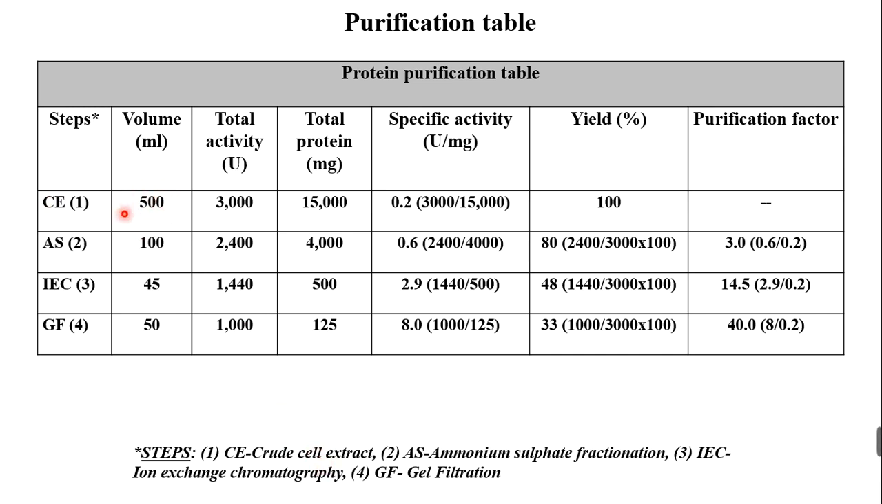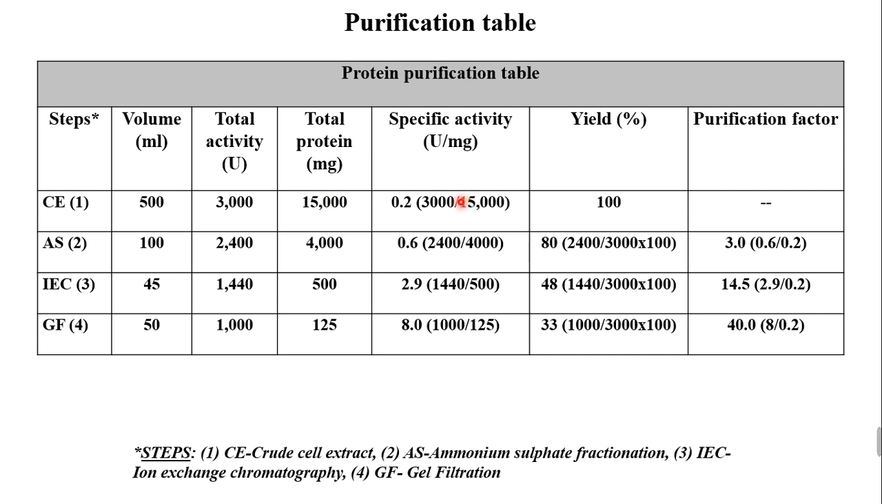The total volume is 500 ml, and the total activity is approximately 3,000 units. International units of enzyme activity are present, and I checked how many milligrams per 1 ml, and calculated for the 500 ml, and this is 15,000 milligrams. That means in 500 ml of my starting solution, I have 3,000 IU, that is international units, of enzyme. At the same time, the same 500 ml has 15,000 milligrams of protein.